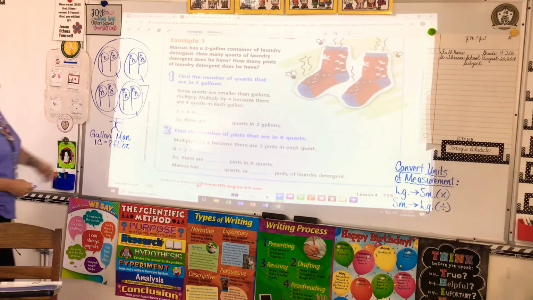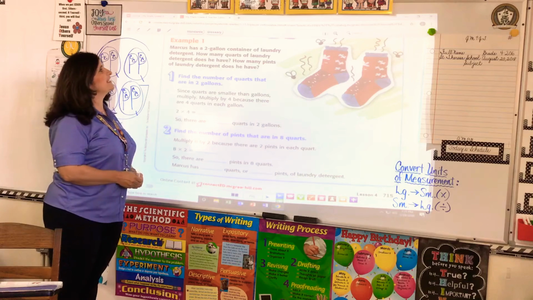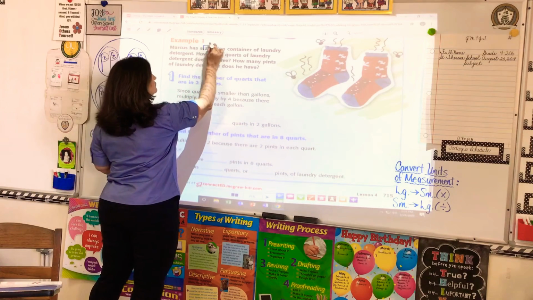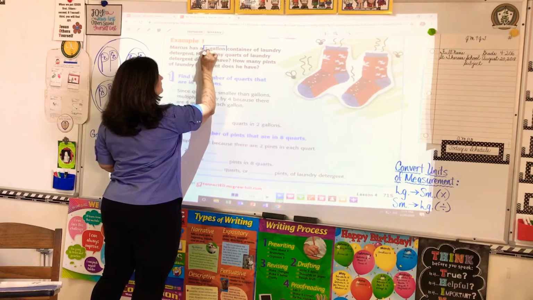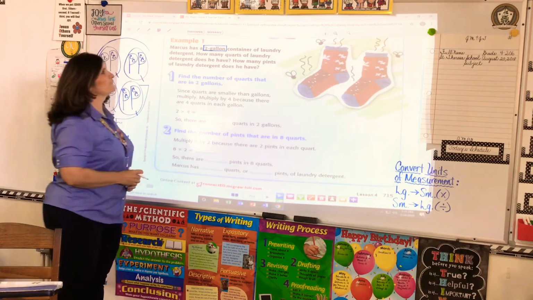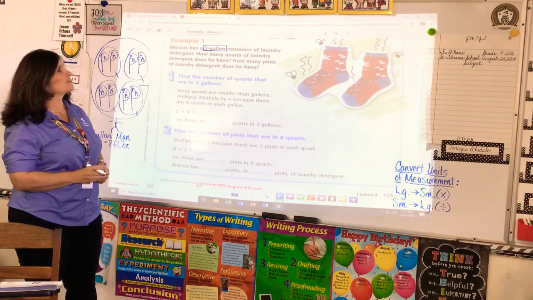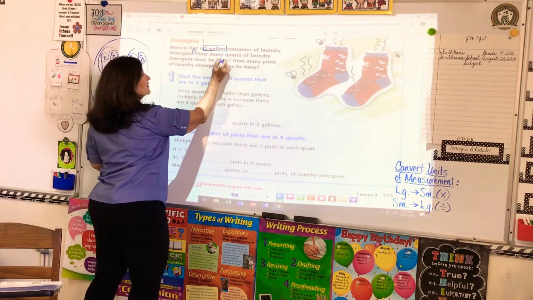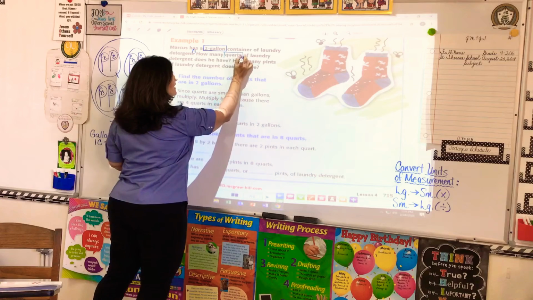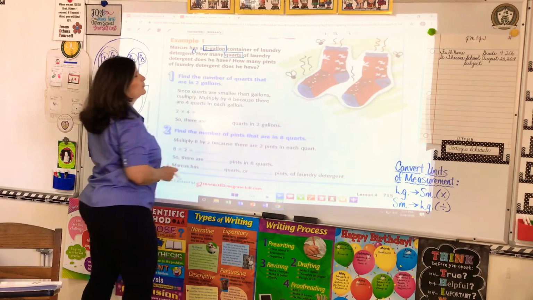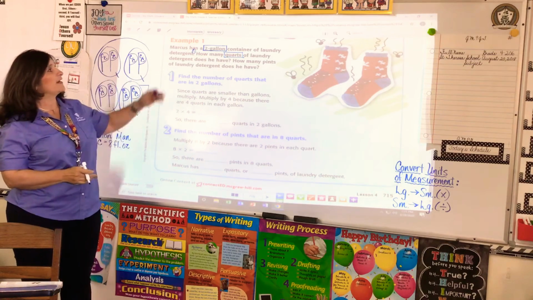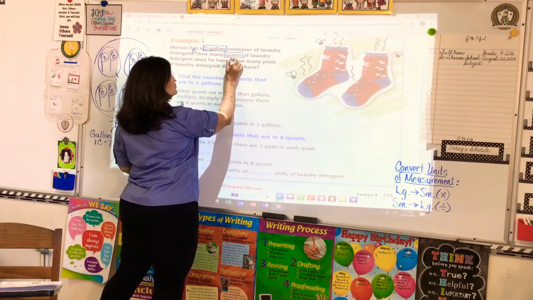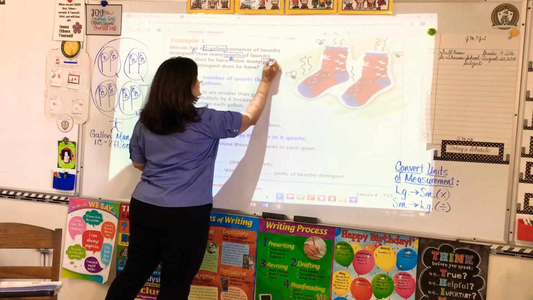Example 1. Marcus has a 2-gallon container of laundry detergent. Here's our measurement. It's 2 gallons of laundry detergent. First question, how many quarts of laundry detergent does he have? We want to know how many quarts are in these 2 gallons. Our second question, how many pints does he have?